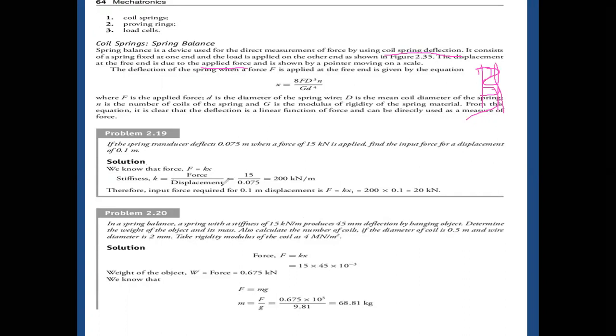So stiffness equals force by displacement, as usual. So we can find the stiffness equals 200 kilonewton per meter. So the force equals the displacement into stiffness, like this one.